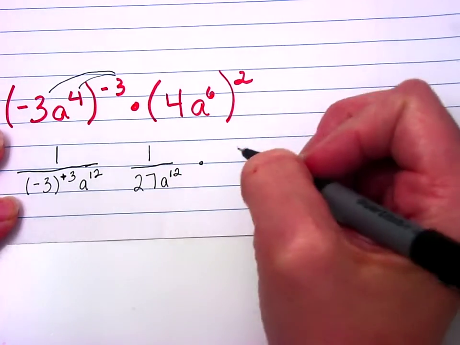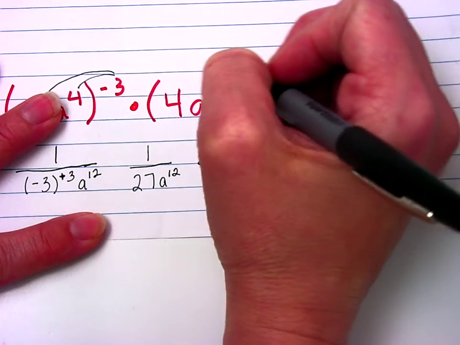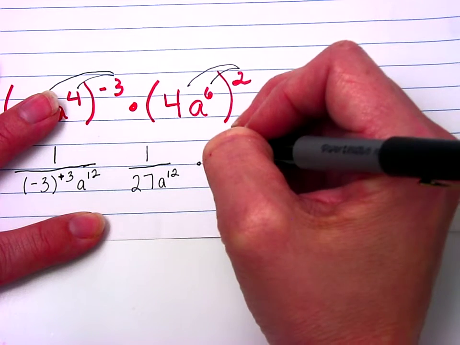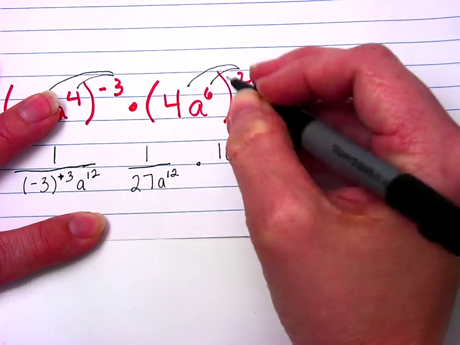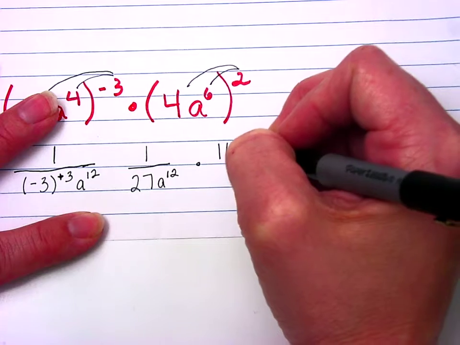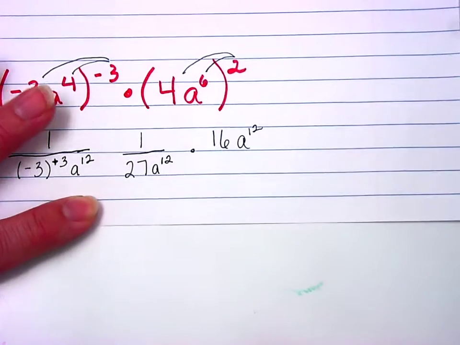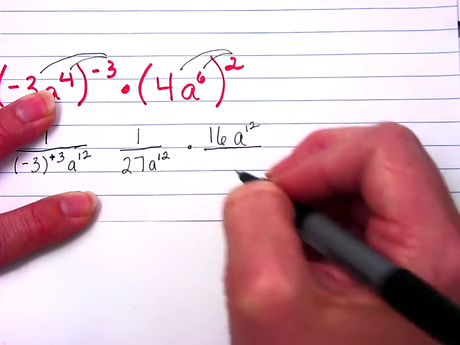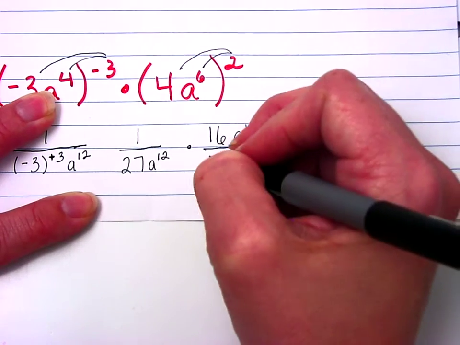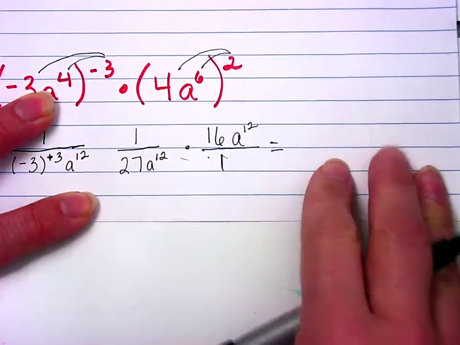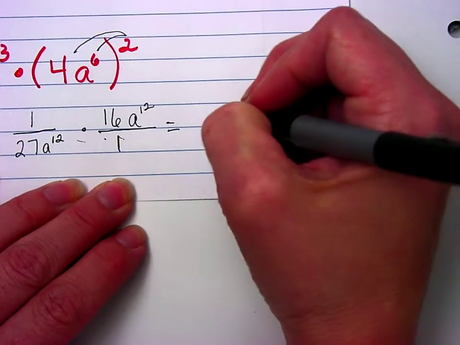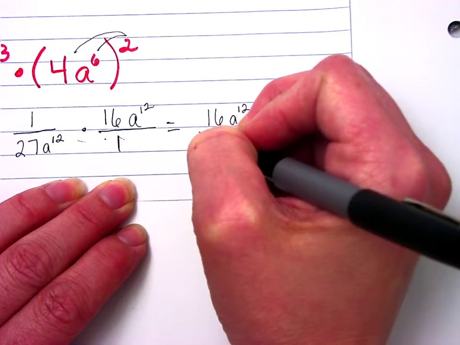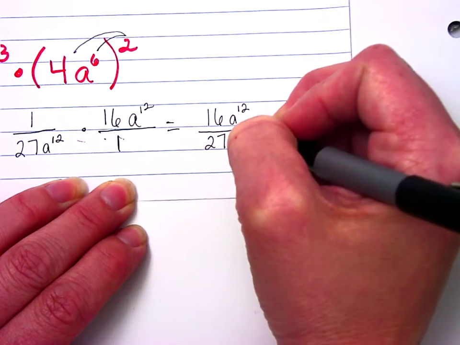So that gives me 1 over negative 27 a to the power of 12, times, and I'm going to make this my numerator, this 4a to the power of 6. Also going to bring in my exponents. 4 squared gives me 16. a to the power of 6 will be a to the power of 12. And it looks like I made a problem where these are going to cancel out. That's okay. Whenever I multiply, I end up with 16 a to the power of 12 over 27 a to the power of 12.